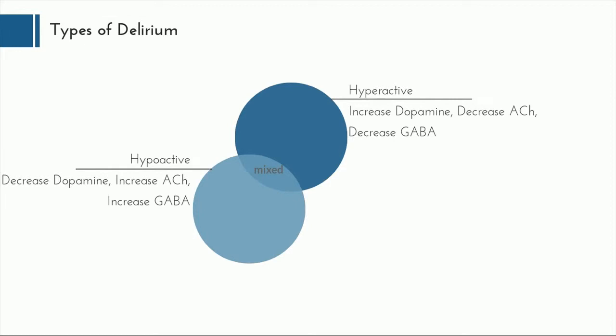There are three types of delirium: hypoactive, hyperactive, and a mix of the two. Hypoactive, you will see a decrease in dopamine and an increase in acetylcholine and GABA. Hyperactive, you will see the opposite. There is an increase in dopamine and a decrease in acetylcholine and GABA.